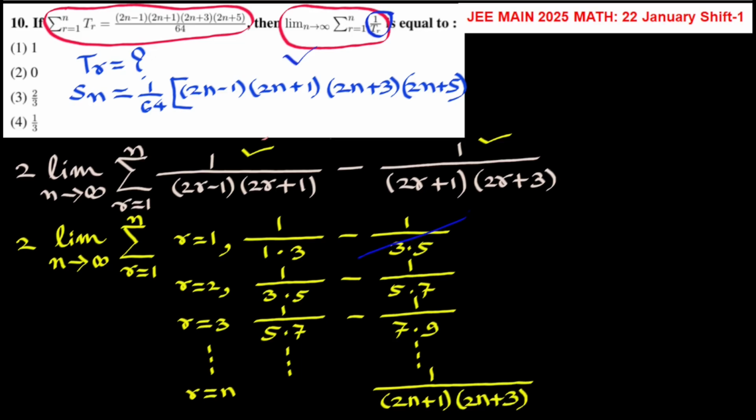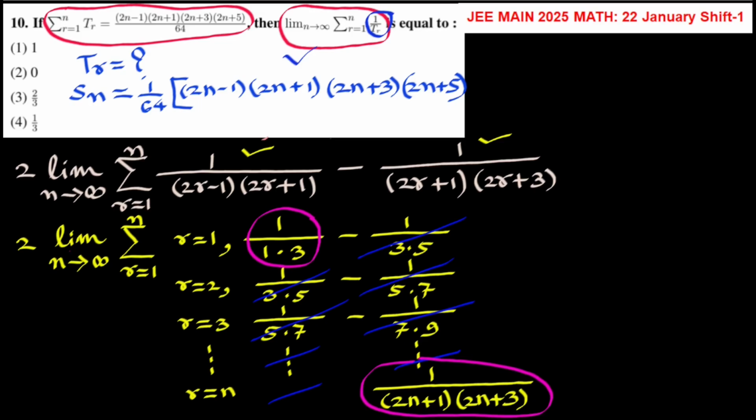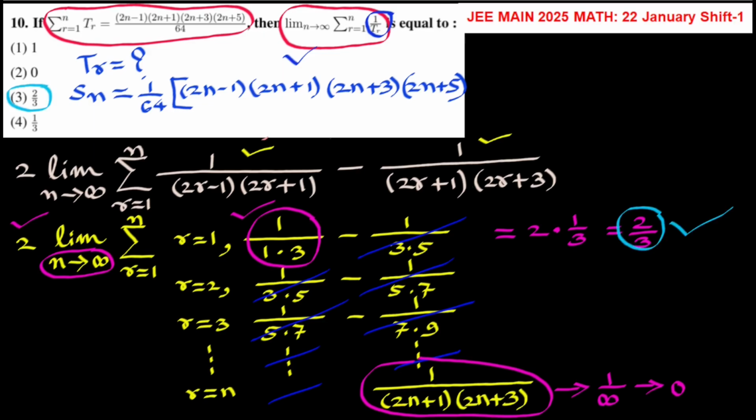We observe that minus 1 upon 3 into 5 cancels with this 1 upon 3 into 5. Similarly, this term cancels with this term, and the penultimate term here will cancel with this. So what is left here is only these 2 terms, this one and this one. Now as n tends to infinity, this term will tend to 1 upon infinity, which is 0. So what we are left with is this 1 upon 3 into 2, that is 2 upon 3. So the correct answer option here is 3, 2 upon 3.